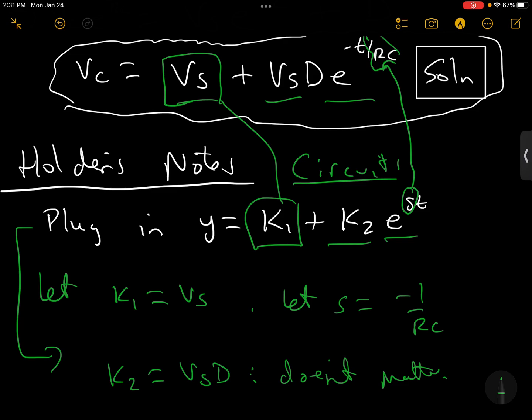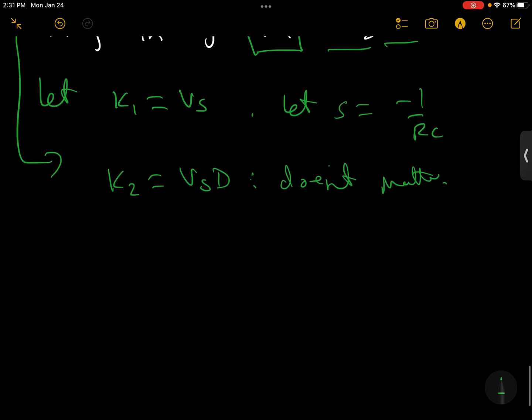Why? Because that term goes to 0 pretty quick, depending on how big R and C are. And so there's another application that you're doing in one of your courses right now that is exactly what we've been doing all along. All right, one more.